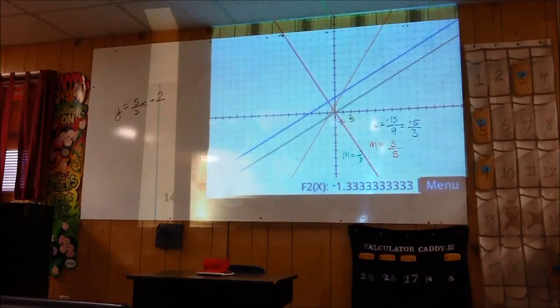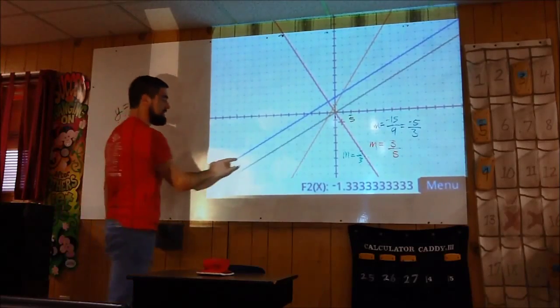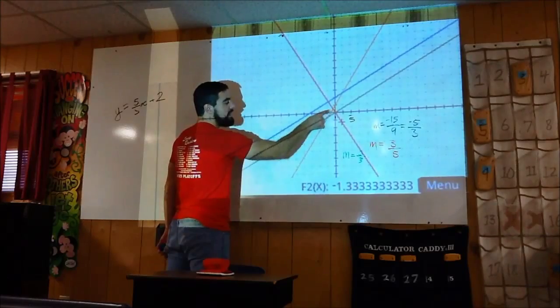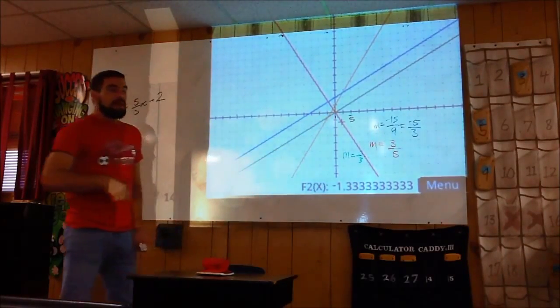Yes, sir? So red is the only one that has a negative slope, right? So which one was that? So that was line B. So we can see that line A and line C are perpendicular to the same one. So this is a right angle formed here. That's a right angle formed there.